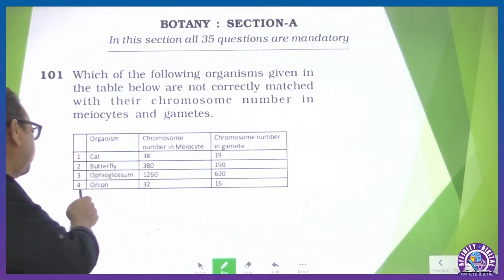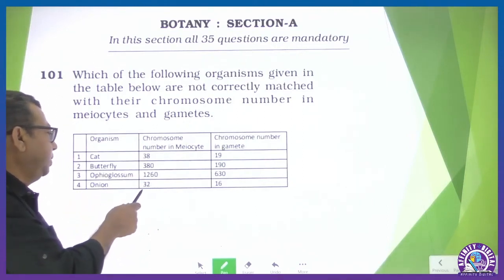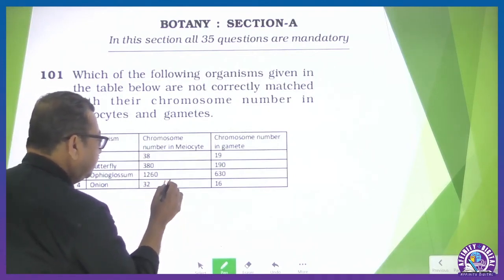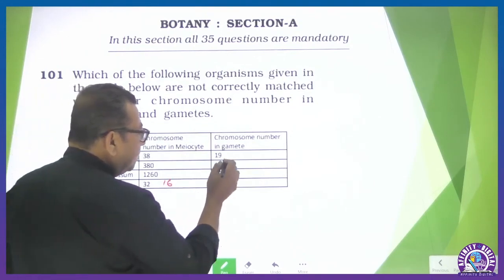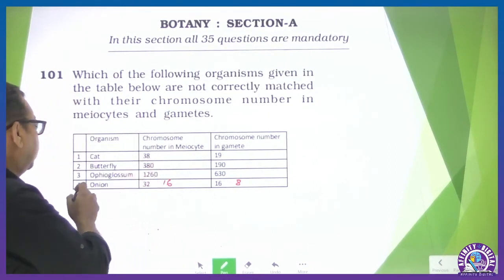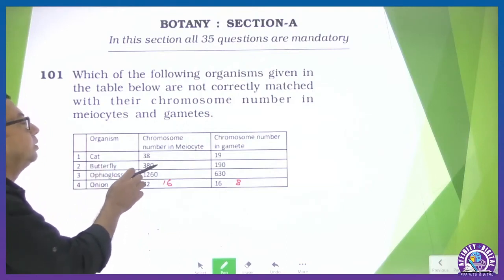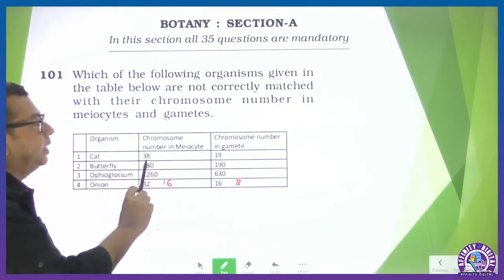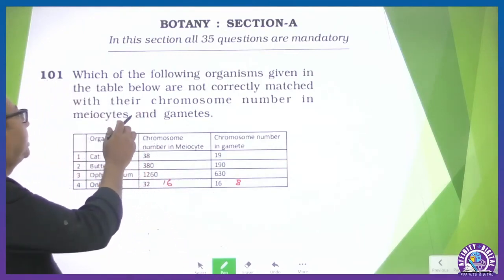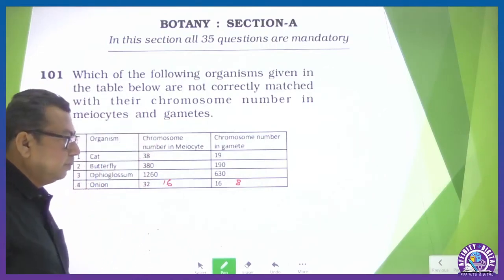But as for option number 4, for onion, the number of chromosomes in the meiocyte should be 16, and the number of chromosomes in the gametes should be 8. That is why option number 4 is not correctly matched with respect to the number of chromosomes in the meiocyte and the gamete. So you have to pick up the incorrectly matched one, that is option number 4.